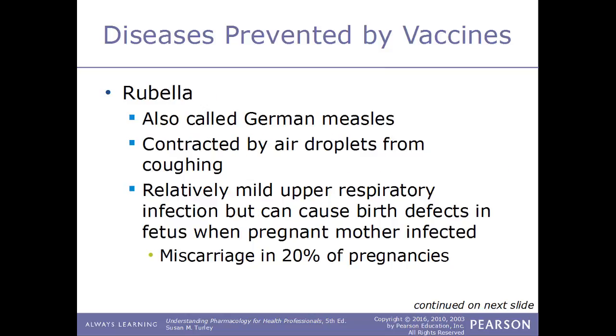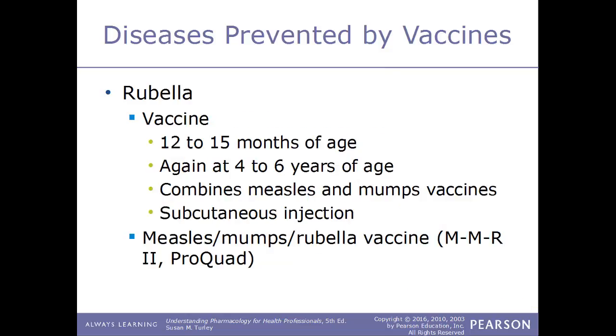Another condition is rubella, also known as the German measles. This is contracted by air droplets from someone coughing. This is a relatively mild upper respiratory infection, but can cause birth defects in the fetus if a pregnant mother gets infected. And it can lead to a miscarriage in 20% of pregnancies. Now, the vaccine for rubella is given between the ages of 12 to 15 months, and then again between the ages of 4 and 6. It's a subcutaneous injection, and this is a part of the MMR vaccine, measles, mumps, and rubella vaccine. So the trade names, this could be found under ProQuad and then MMR II.